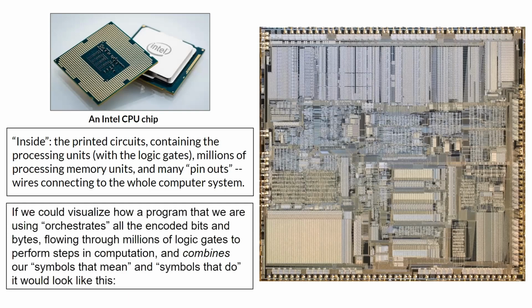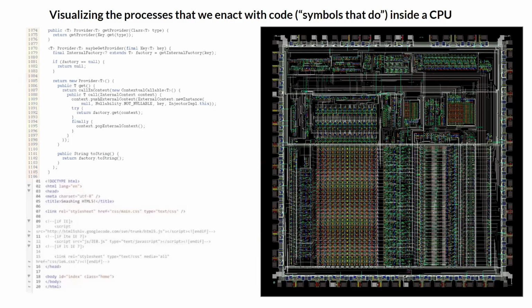Well, if we could visualize how a program that we're using orchestrates all these encoded bits and bytes flowing through the logic gates, performing steps in computation, and combines the symbols that mean and symbols that do, it would look kind of like this. So this is a simulation of a core processor just going through a bunch of system changes.